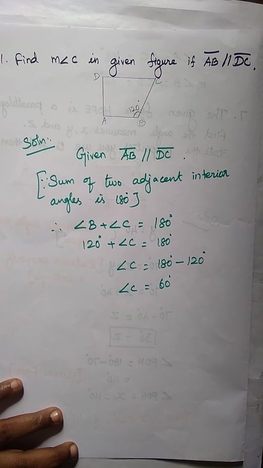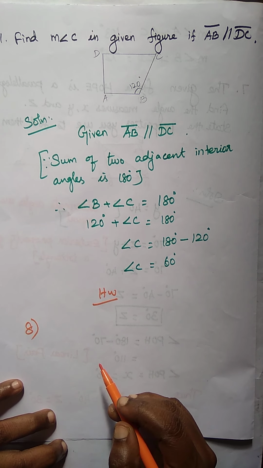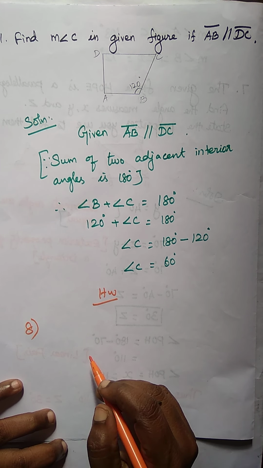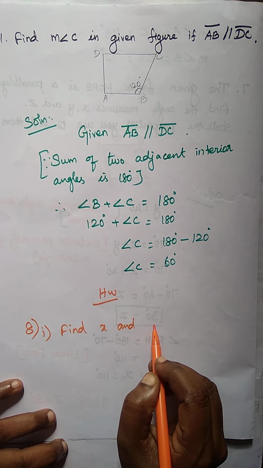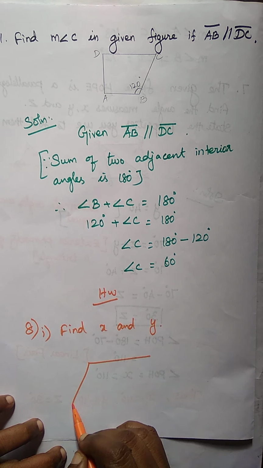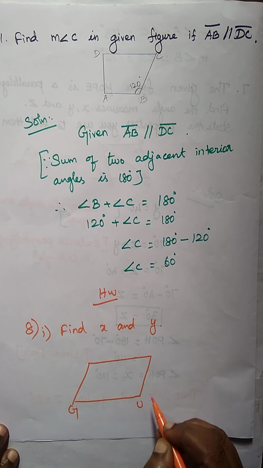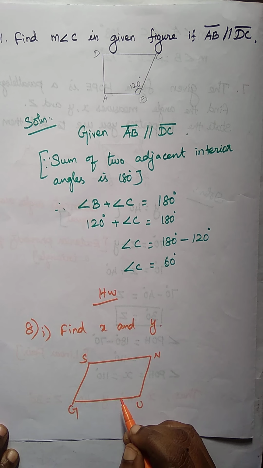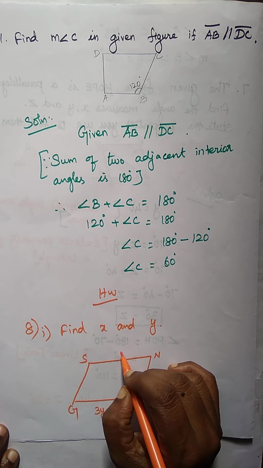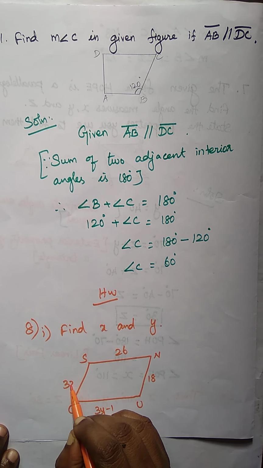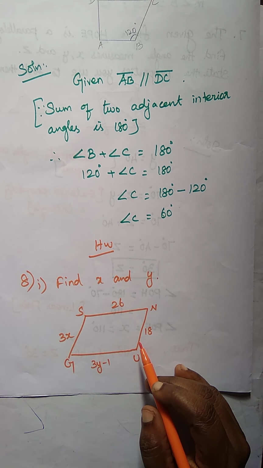Okay, now your homework part in 8th. So you are going to find x, y. 8th first subdivision is your homework. Find x and y. Okay, so I draw the diagram. This is the diagram of the given question. G U N S. Okay, 3y minus 1, 18, 26, 3x.